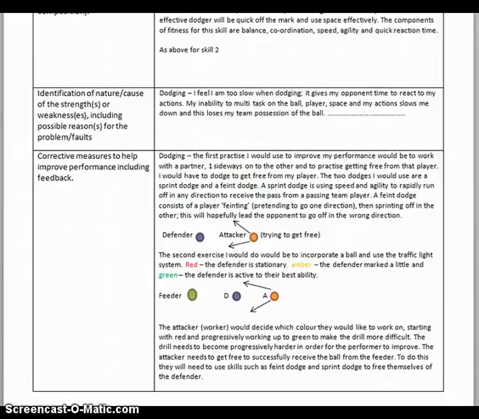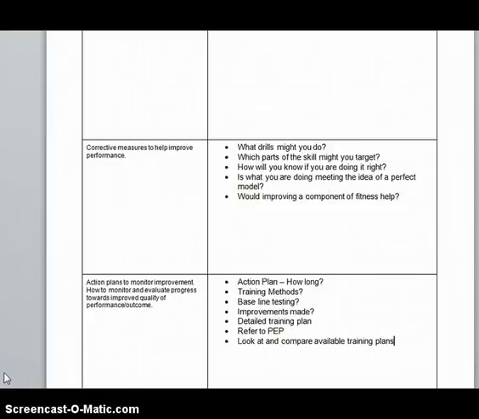So our final section talks about what we're going to do in order to monitor our improvements and the action plan we're going to come up with to make ourselves better from our perceived weaknesses. So we need to talk about how long it's going to be, what training method you might use, what baseline testing you are going to do to give yourself some information about whether or not you're going to make improvements later on. Detailed training plan.